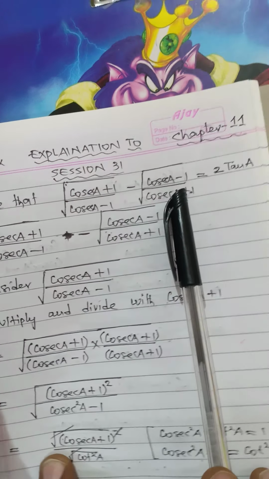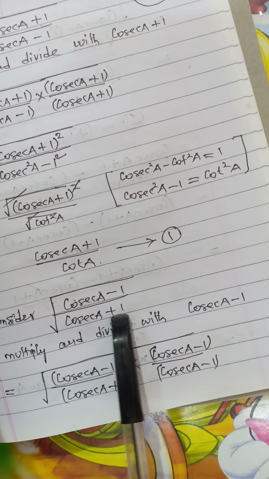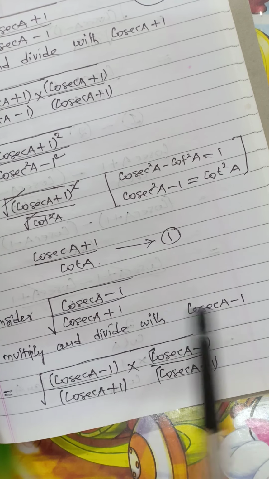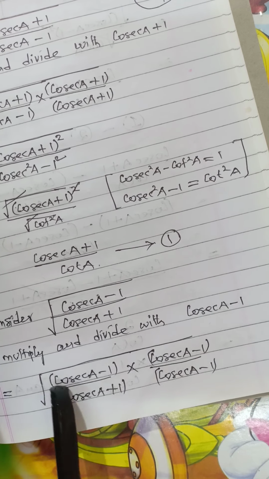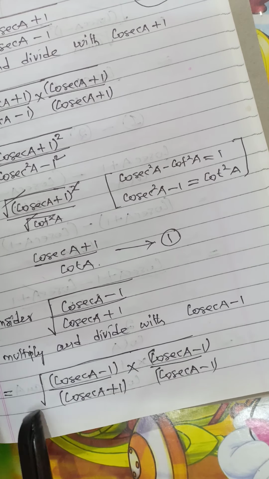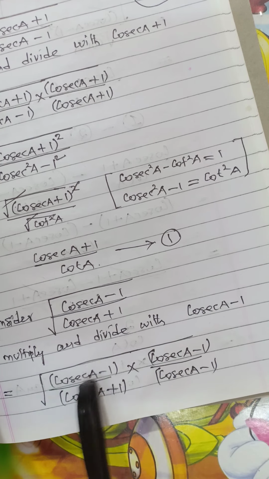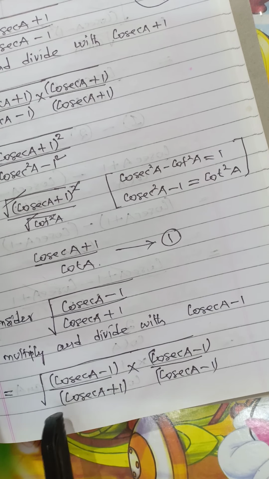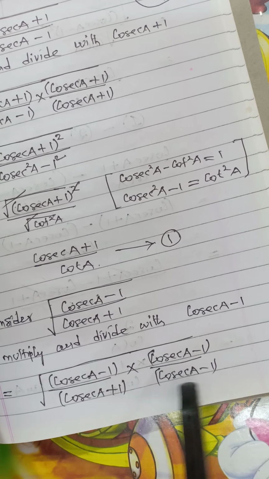Now the second one is the same. Consider the second part: square root of cosecant A minus 1 by cosecant A plus 1. This time, in the denominator it is cosecant A plus 1, so we have to multiply and divide with cosecant A minus 1, because the denominator will be changed. So we get square root of cosecant A minus 1 into cosecant A minus 1 by cosecant A plus 1 into cosecant A minus 1.